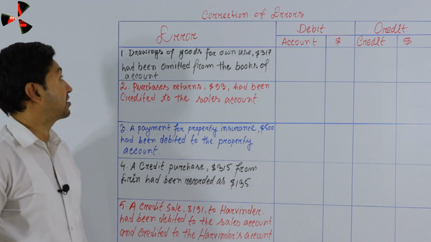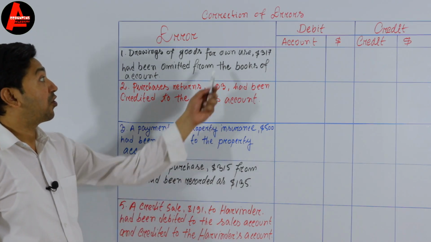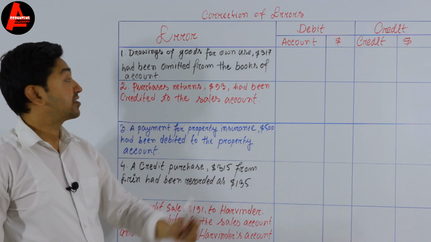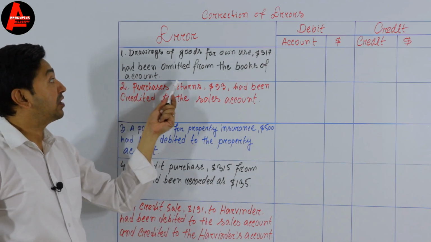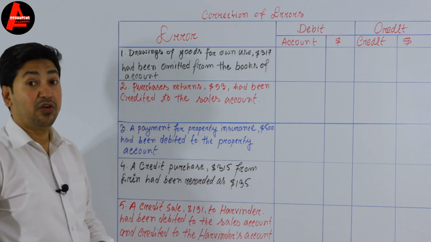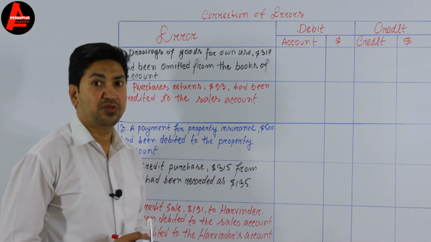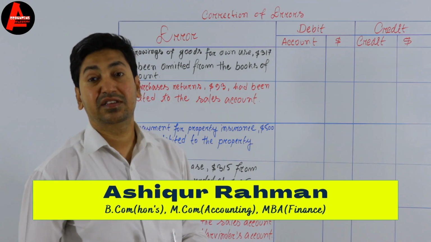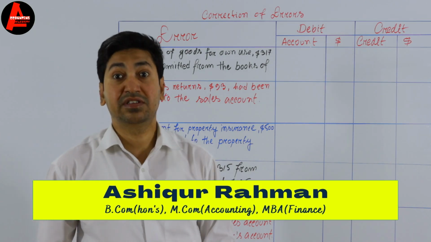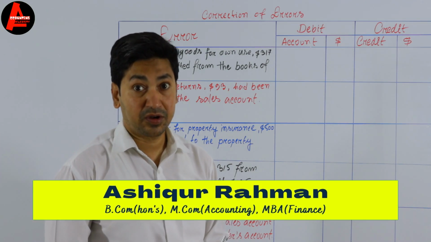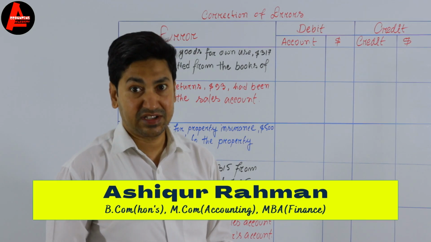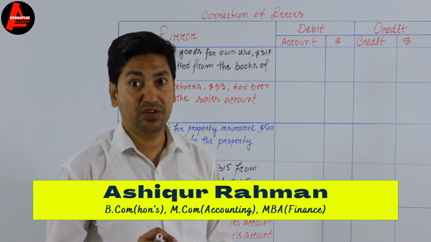Look at here, the first transaction. Drawings of goods for own use, $370 had been omitted from the books of account. Okay, so here goods for own use. What do you mean? It means the owner of the business has taken some goods from the business. Okay, so this is goods for own use.